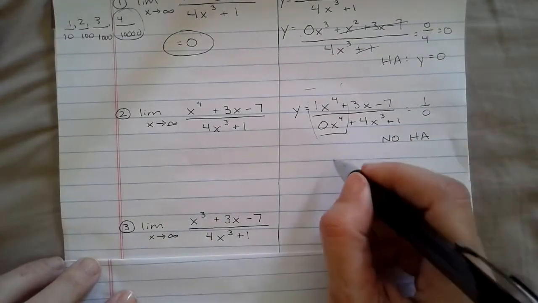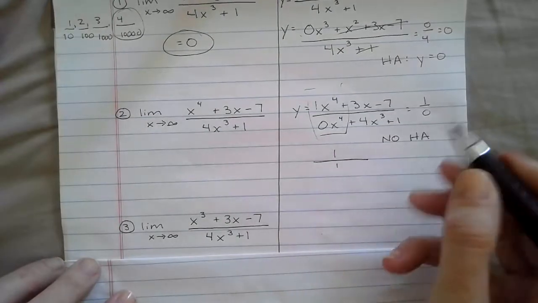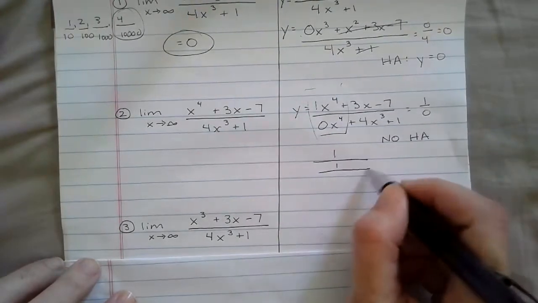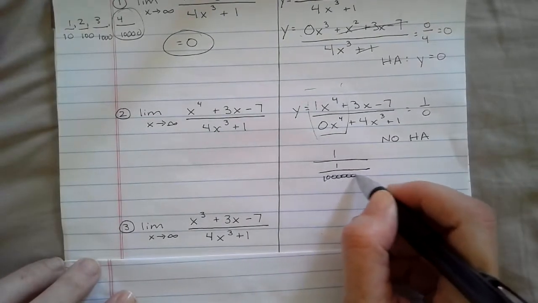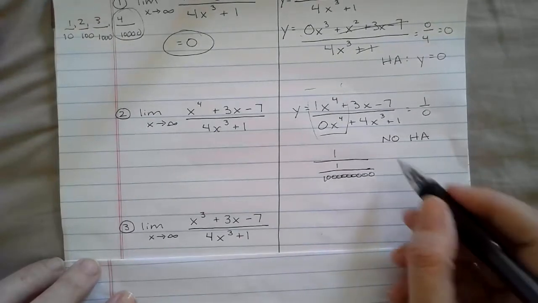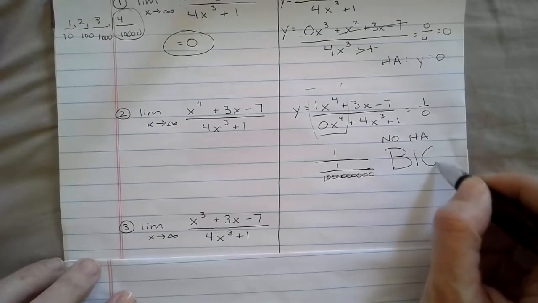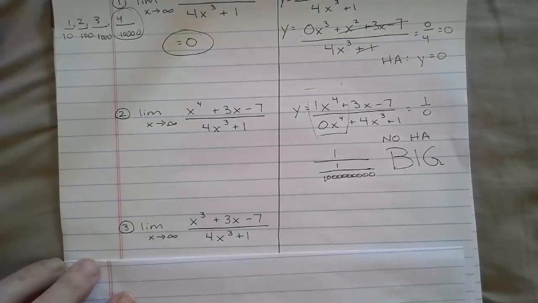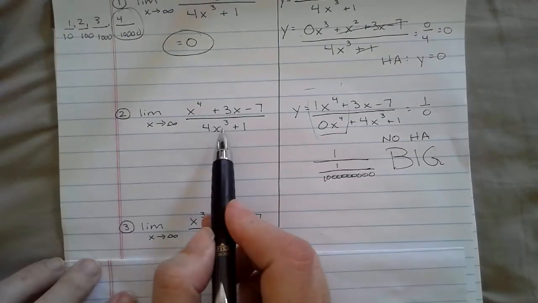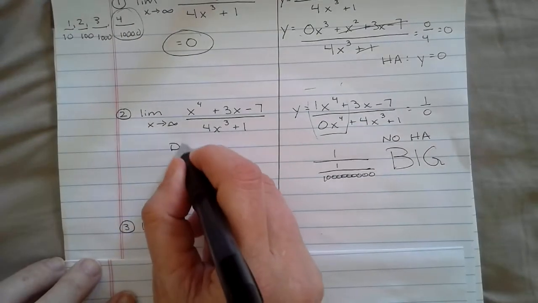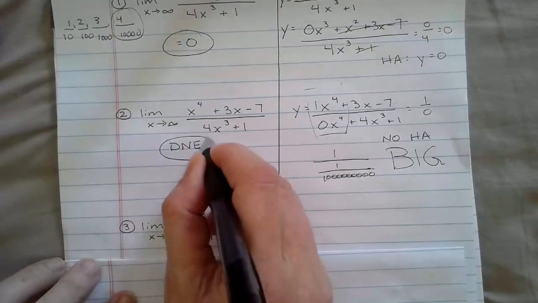Picture this, 1 over super, super small. So instead of 0, I'm going to write a really small number. I don't even know what that is, too many zeros. But you can see when I multiply by the reciprocal, this thing is big, right? This is basically going to infinity. And we know that when a limit approaches infinity, we're going to say that it does not exist, all right?